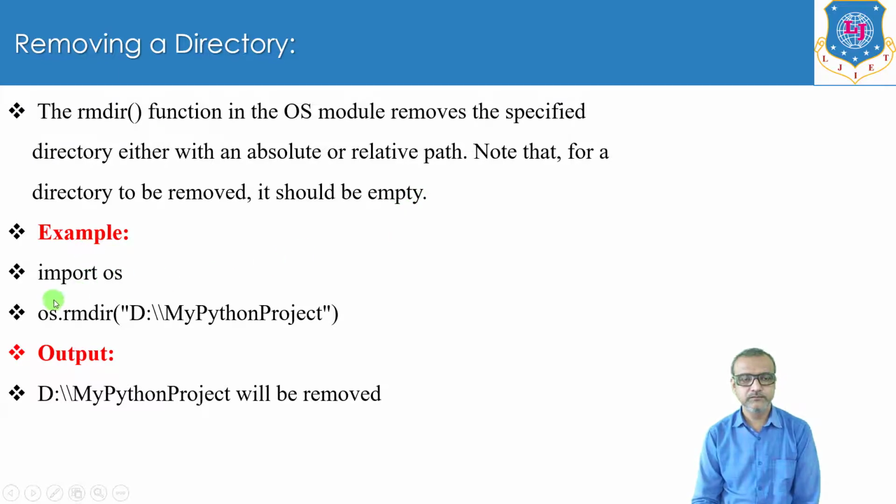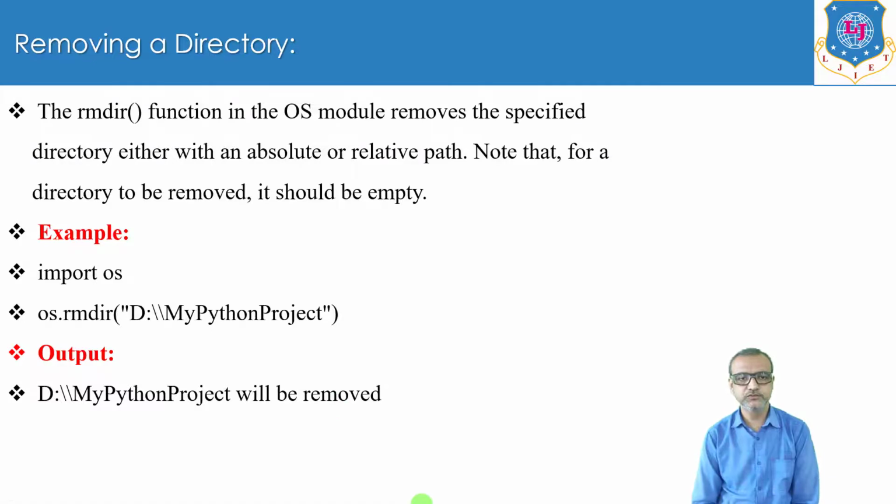For example, we are going to write import os first. Then, with the help of this print statement, we are going to remove the directory named my Python project available in D drive. So what will be the output? This one directory will be removed.